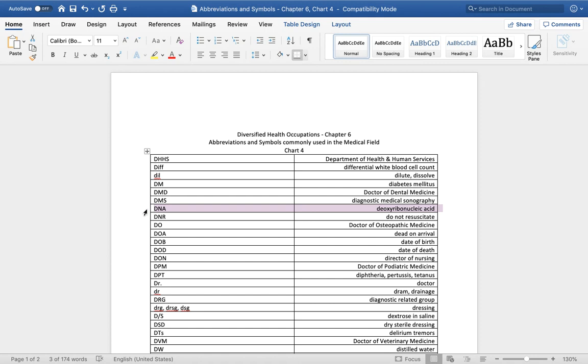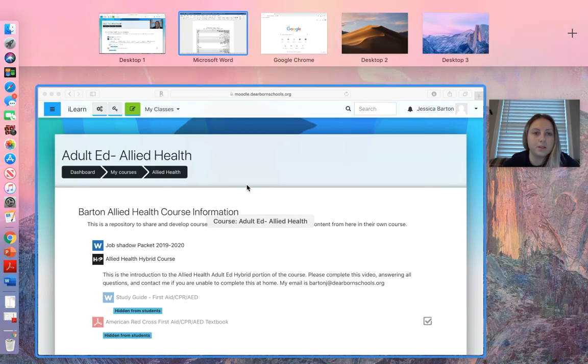DNR, this is a do not resuscitate, and I do have a really good example of this.